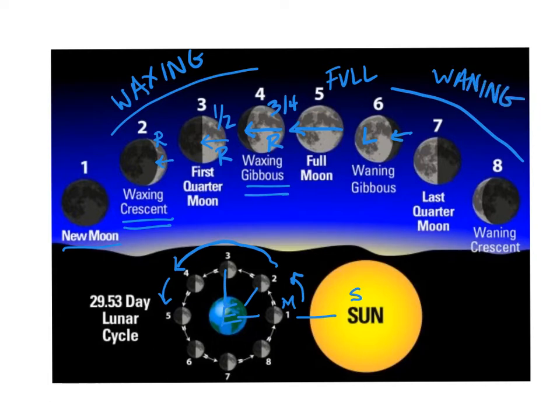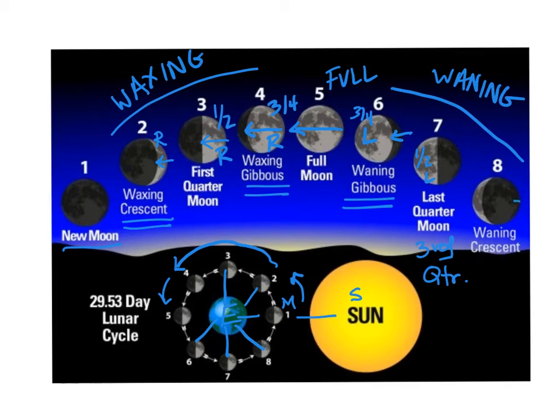Once again, this is due to the positioning and the angle at which we view that illumination. So here we see that it's 3/4 illuminated on the left-hand side. That's called a gibbous. Since it is shrinking in illumination, we call that waning. At 90 degrees, we have half of it illuminated on the left-hand side. We call that last quarter or third quarter.